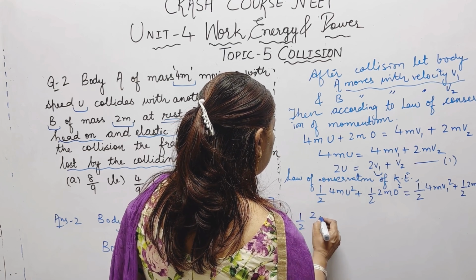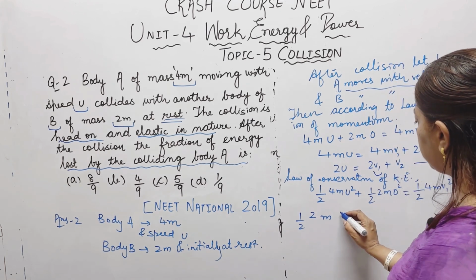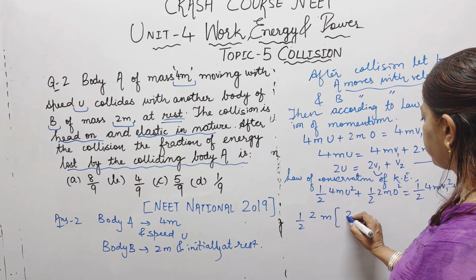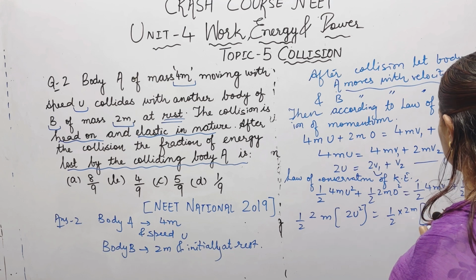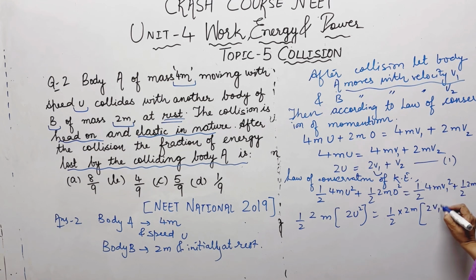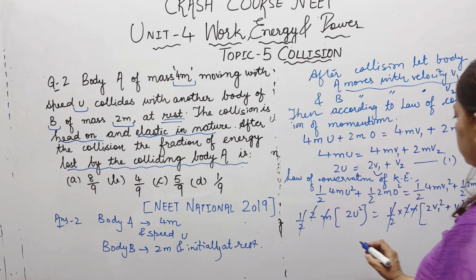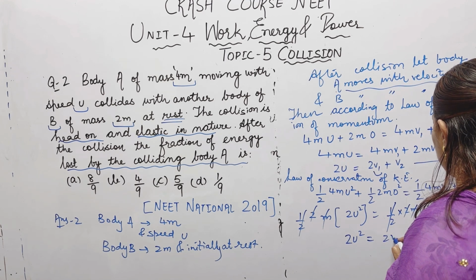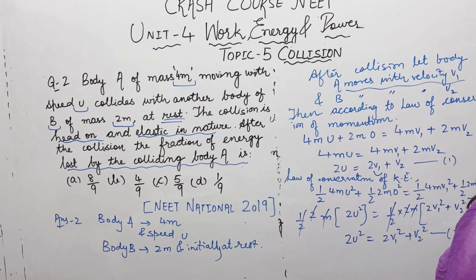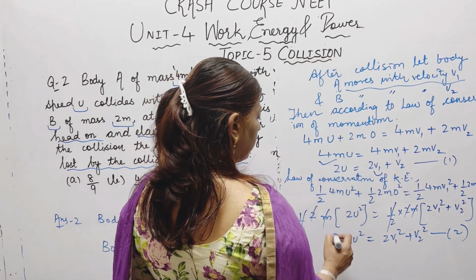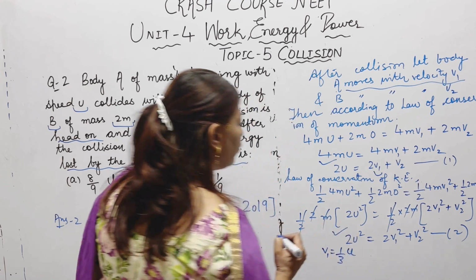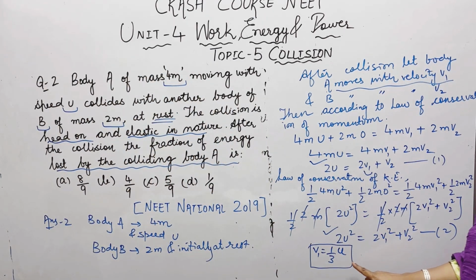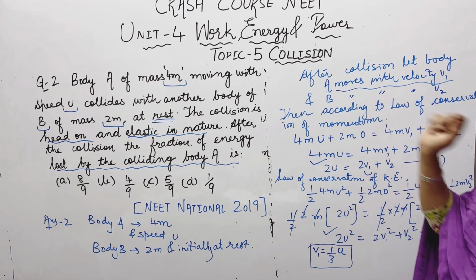So from here 2m is taken out common, so we are left with 2u square is equal to 2v1 square plus v2 square. This is your equation number 2. On solving equation 1 and equation 2, we get v1 is equal to 1 by 3 of u. So this is how we have calculated the velocity of the body A.